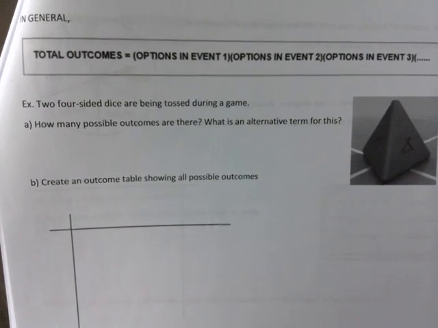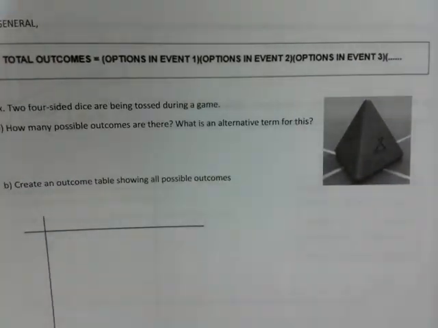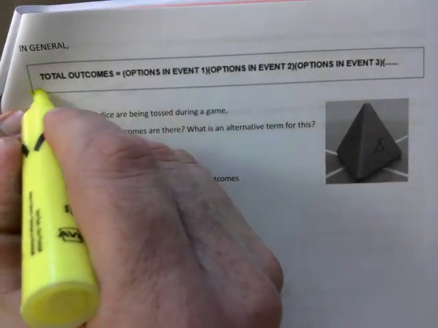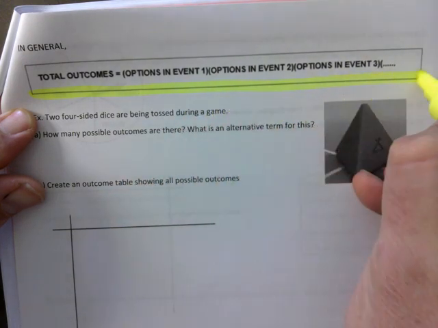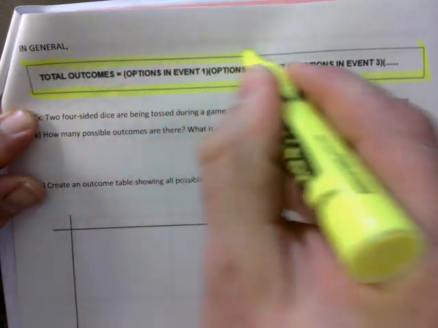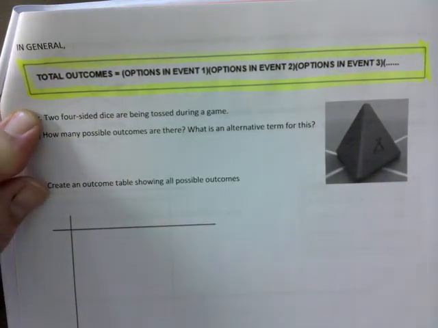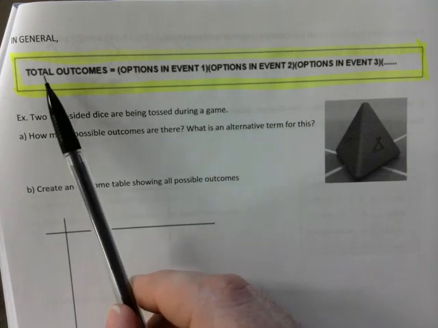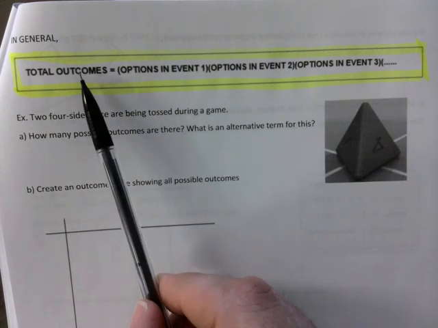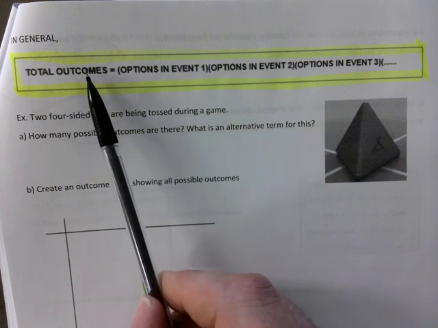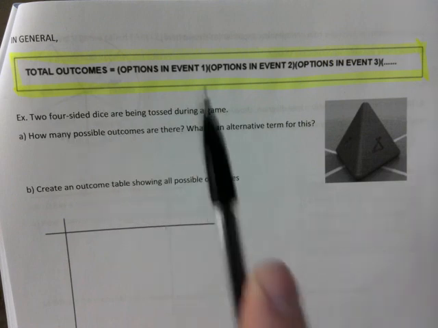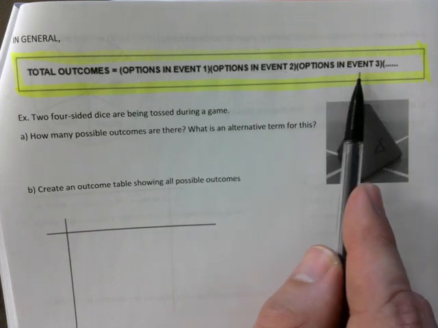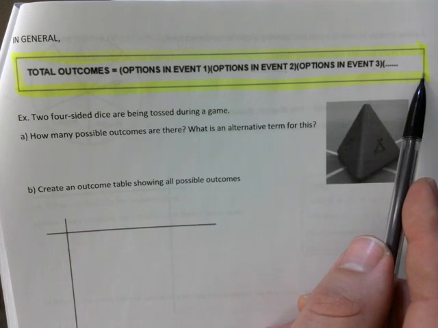Top of page 40 is very important. I wish it would have been a little bit more in your face, but it is what it is. So here it is. Highlight this box because I will test you in some way if you understand this concept. Total number of outcomes. So you can replace outcomes with total number of passwords, total number of meals, whatever you want. You fill that in here. You need to multiply the options in the first event times the options in the second event, options in the third event, and however many events there are.